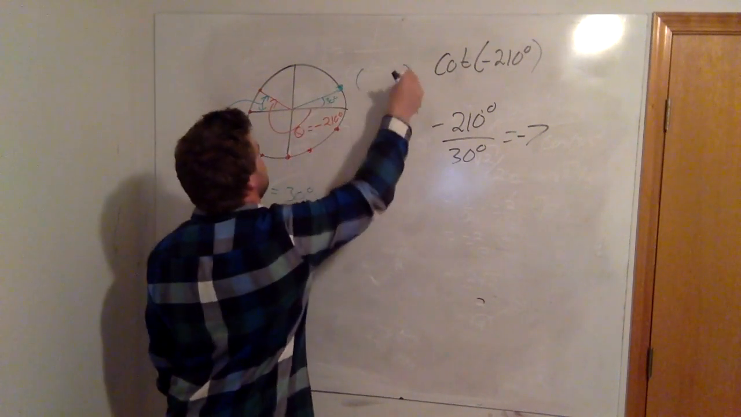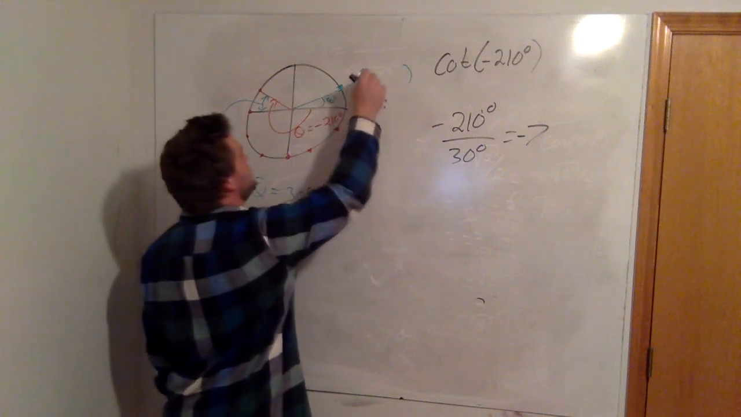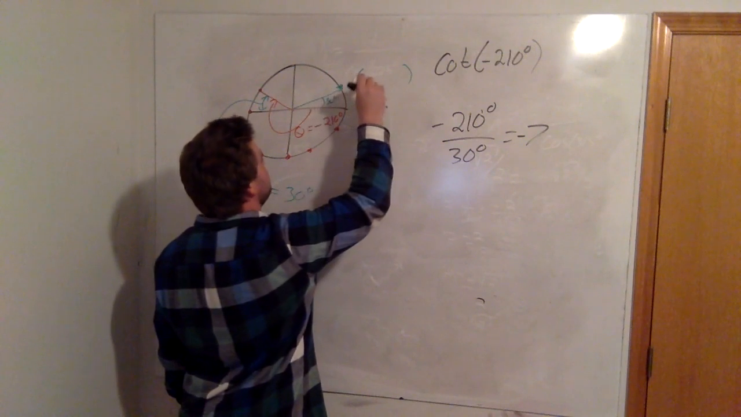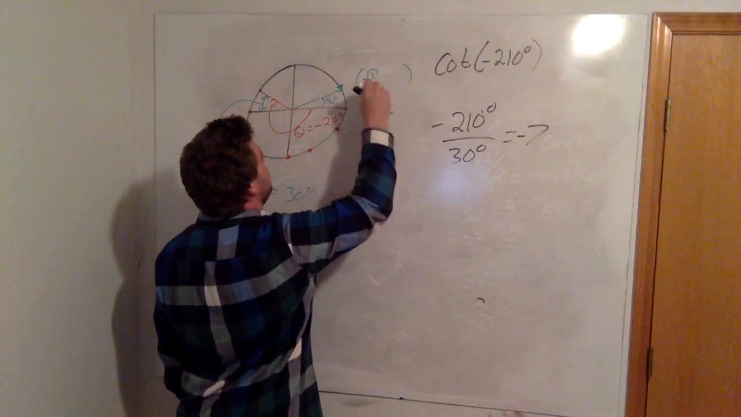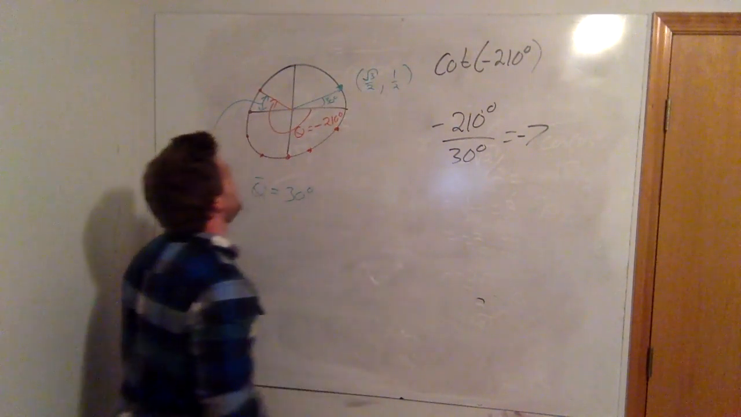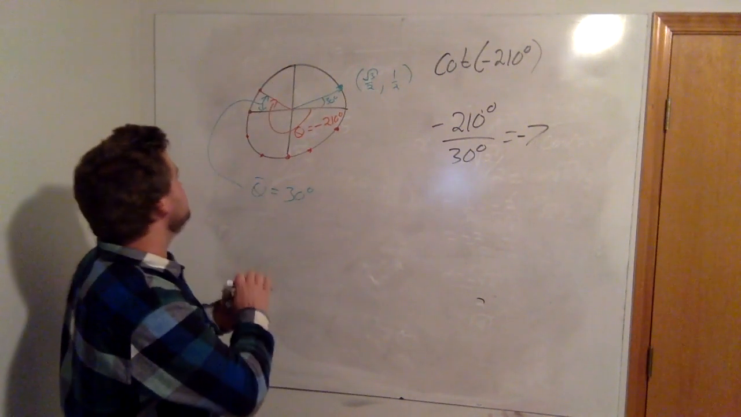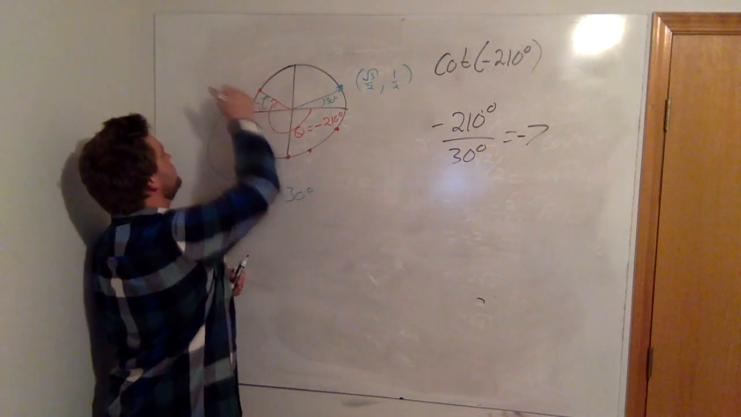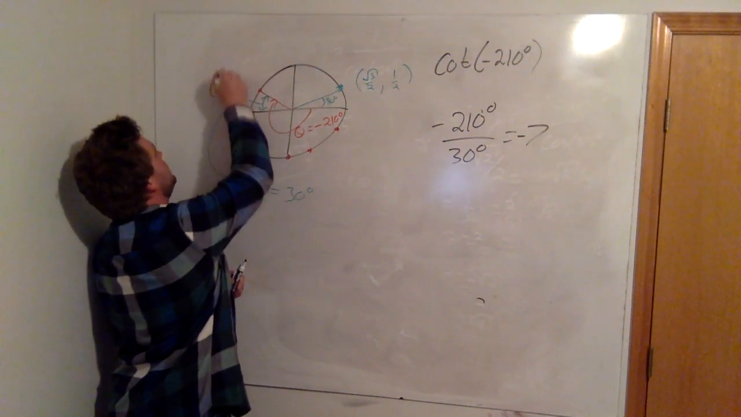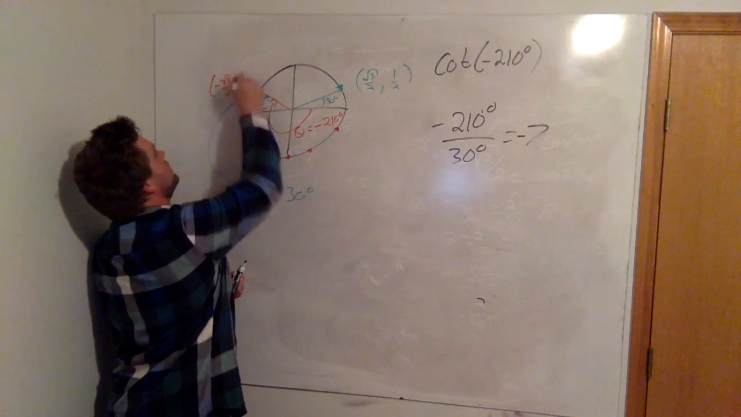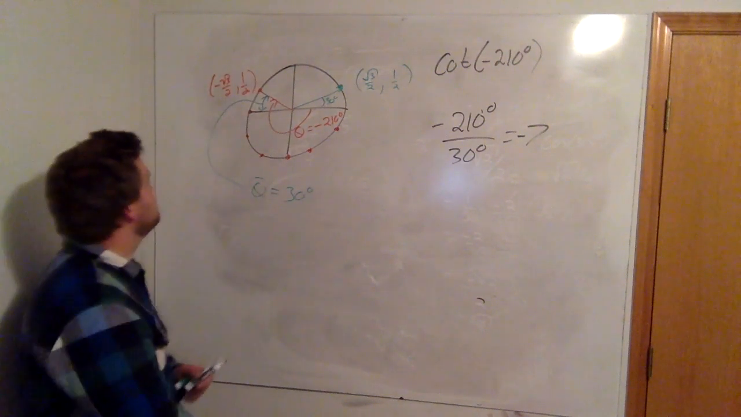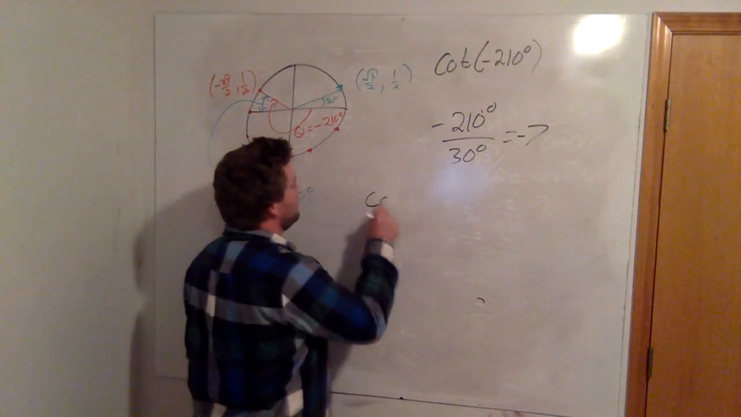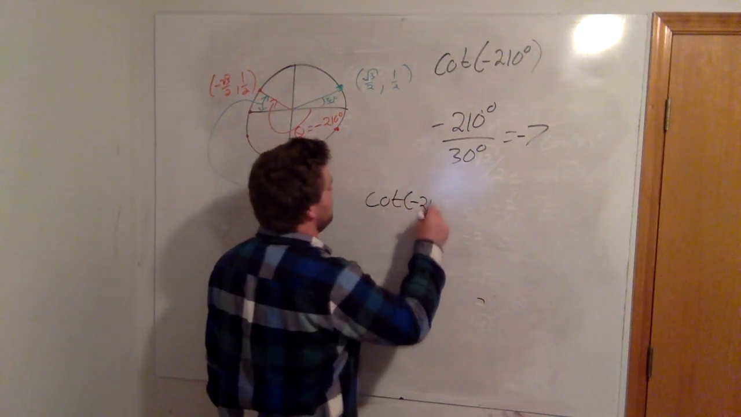The x and y coordinates here, let's see, the x coordinate is 1/2. I'm sorry, the x coordinate is root 3 over 2. And the y coordinate is 1/2. If we're in the second quadrant, that means that the x coordinate is negative and the y coordinate is positive. So this would be negative root 3 over 2 and 1/2. So what we're trying to figure out is what is cotangent of negative 210 degrees.